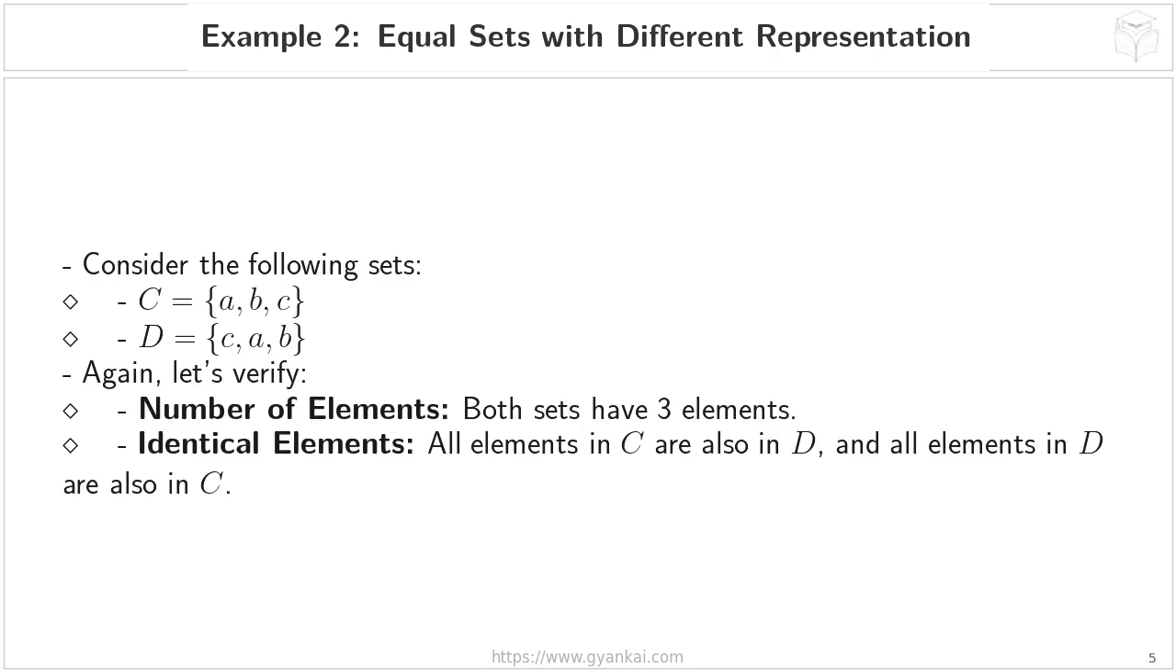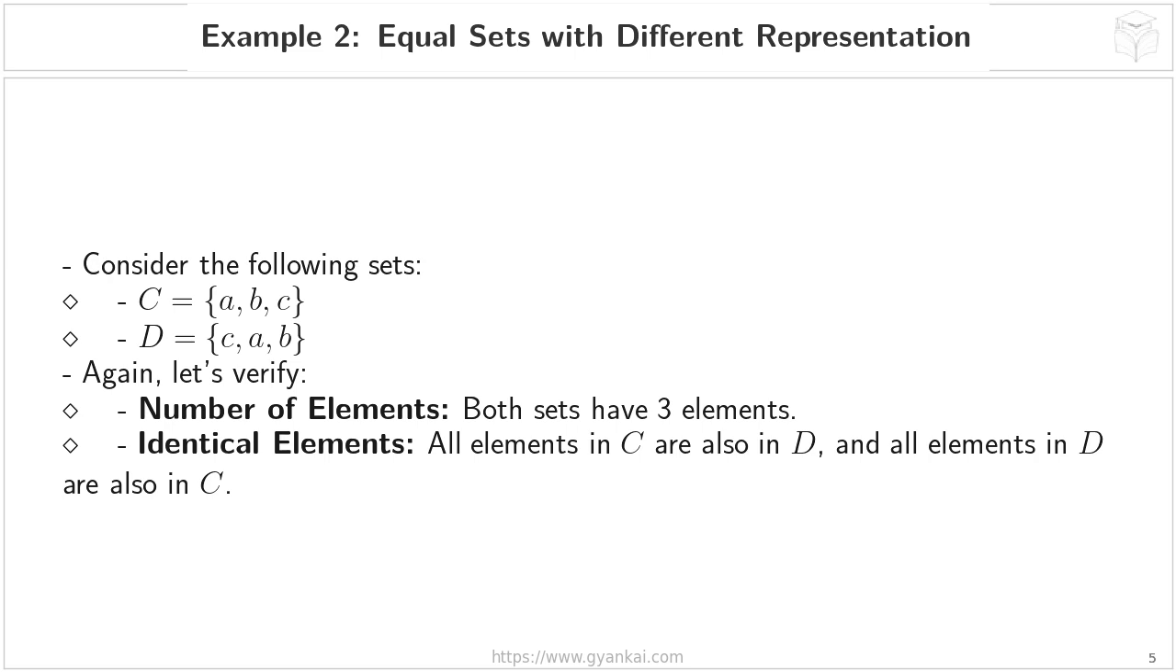Now remember from the previous examples and what we discussed earlier, we need to check two things to determine if these sets are equal. First, we need to verify the number of elements. Let's do that. As you can see, both set C and set D each have 3 elements, so that first condition is met. Good. Next, and this is the crucial part, we need to check if the elements themselves are identical. This means every element in C must also be in D, and every element in D must also be in C. If you look closely, you'll see that A is in both, B is in both, and C is in both.